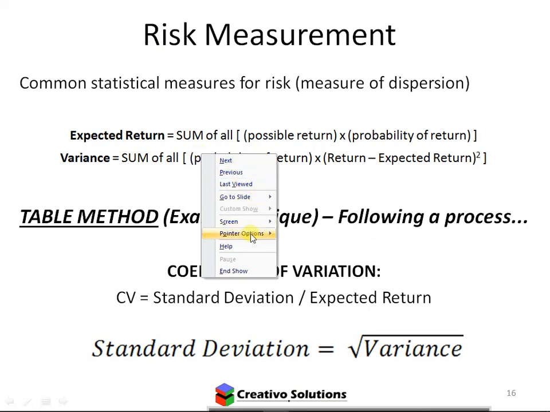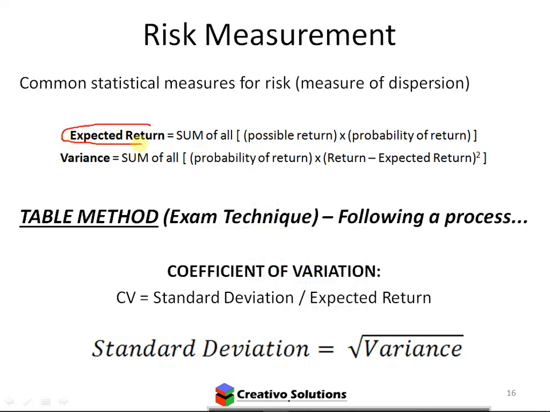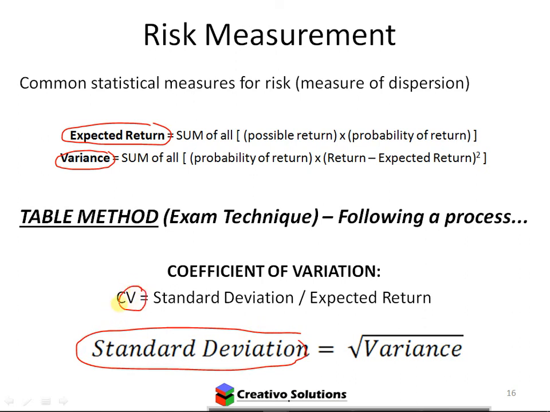Right, so here's the note about your risk measurement. You are going to need to know how to calculate expected return, variance, standard deviation, and coefficient of variation. Remember the table method helps you with which two? Those two. You don't need to remember those fancy statistical equations. You just need to remember the coefficient of variation and the standard deviation. If you know what those two are, you'll be able to get those answers from the table. Standard deviation is the square root of the variance. CV is standard deviation divided by expected return.